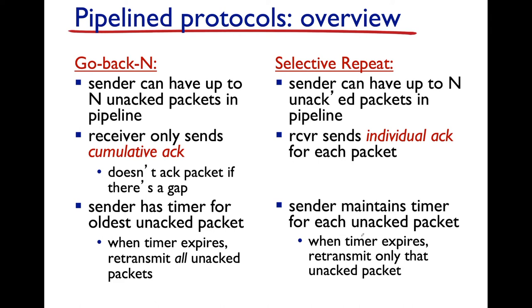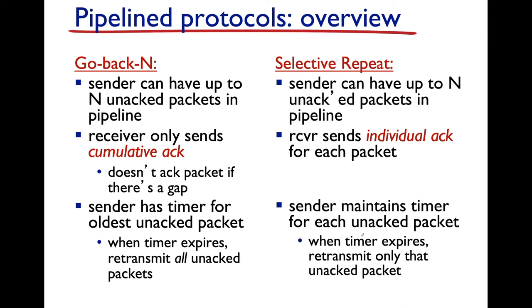And so Go-Back-N has a window, and that window corresponds to N many unacknowledged packets that can be in the pipeline, that can be in flight at one particular time. And so when the receiver sends back an ACK, it's going to send back a so-called cumulative ACK. And so this ACK, if it says that the second packet was acknowledged as being received, that means everything up to the second packet was also acknowledged and received.